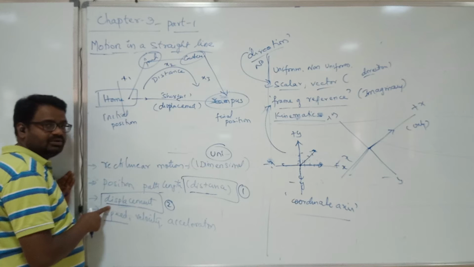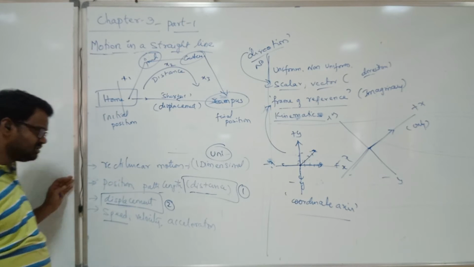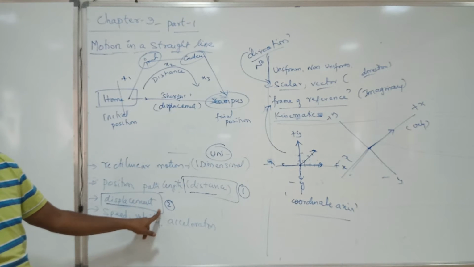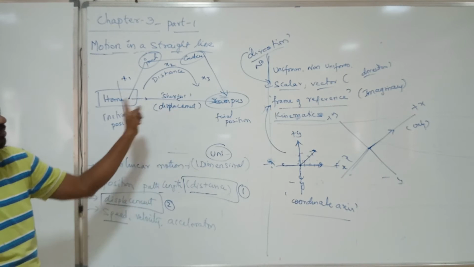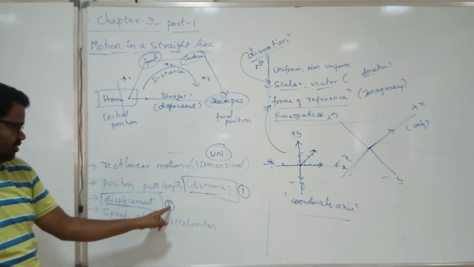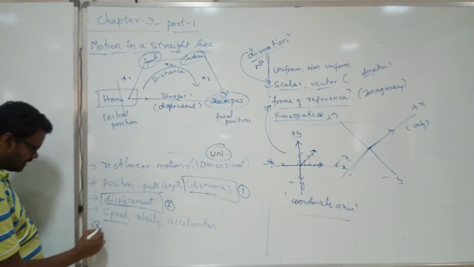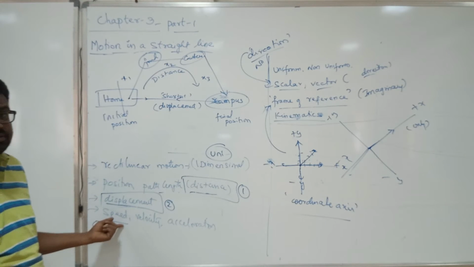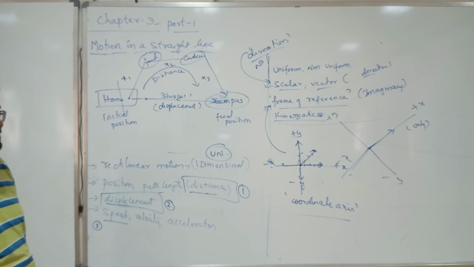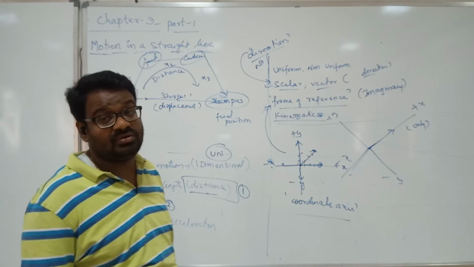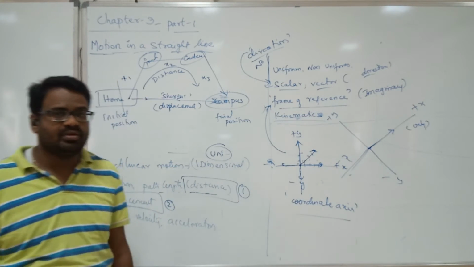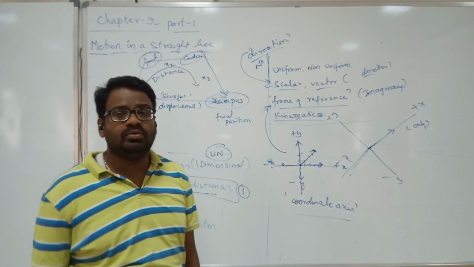Then displacement. It is the shortest distance traveled. How to define this one? The shortest distance possible between two positions is called the displacement. Now let us get back to the third important thing, called speed. Speed is the rate of distance traveled by a body. What do you mean by rate now?